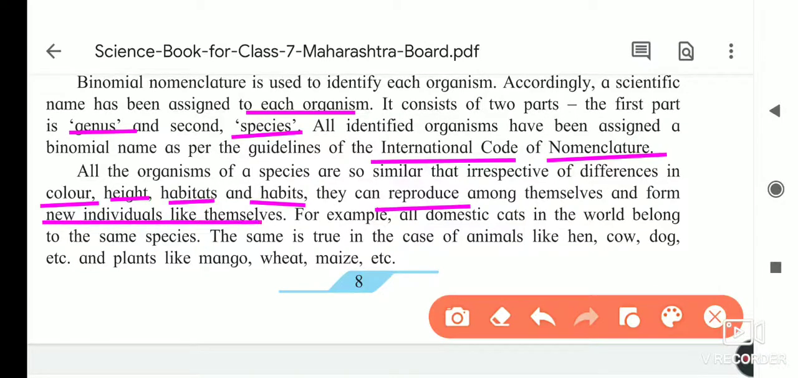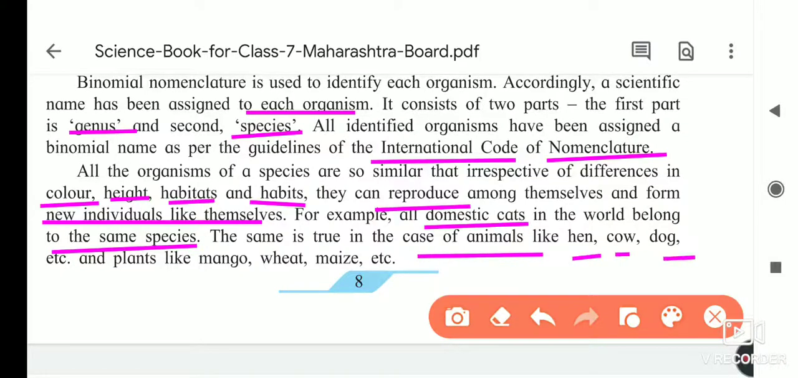For example, all domestic cats in the world belong to the same species. All the domestic cats from all over the world, so many different cats are there. For example, dogs also: Alsatian is there, Doberman is there. All these dogs we take into one account. In that way, cats also we have to take into the same species. The same is true for cases of animals like which?